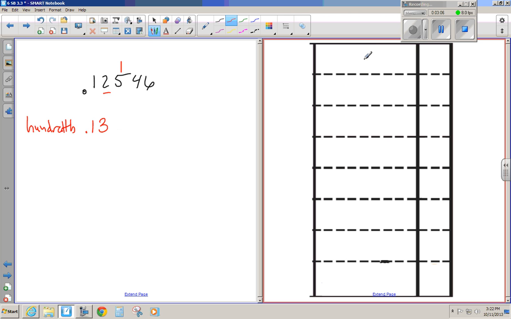All right, let's write in here now some of the places. Let's put the decimal here, and that's where the point goes. So that means this would be the ones, the tens, the hundreds, and the thousands.